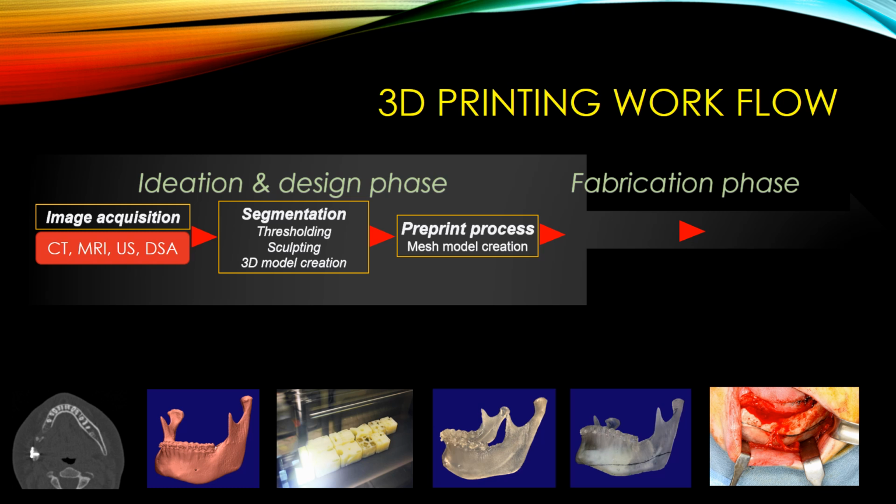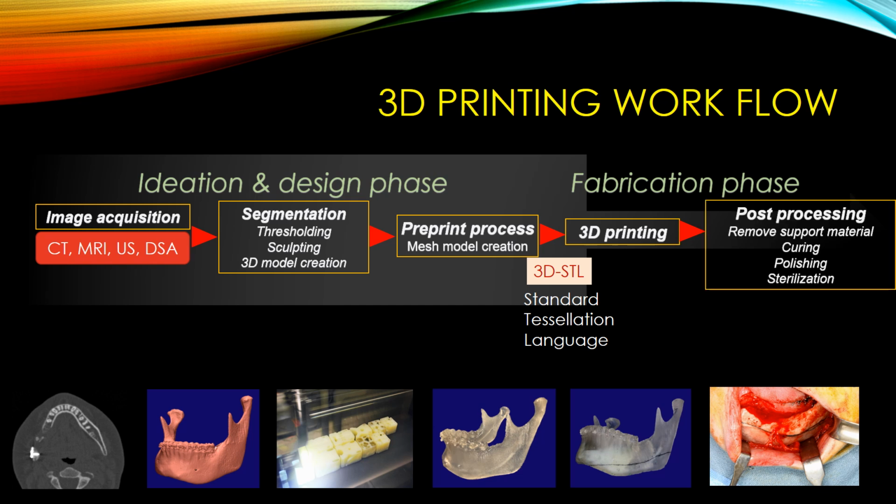The refined mesh model is then sent to the printer in a variety of formats. The most common format is called the Standard Tessellation Language or STL file format, which defines the surface geometry enclosing any 3D object as a series of connected polygons. The final step is post-processing, which includes curing, polishing, sterilization, and often the most time-consuming step is removing support material.